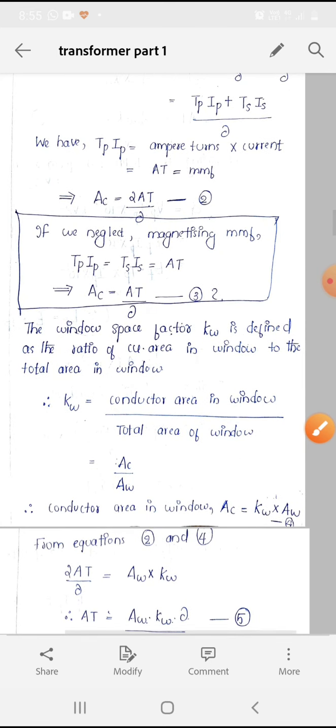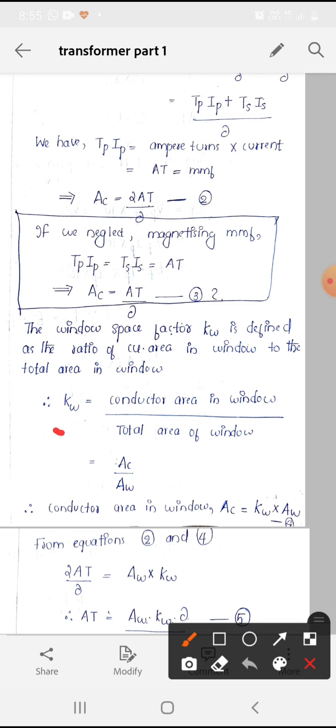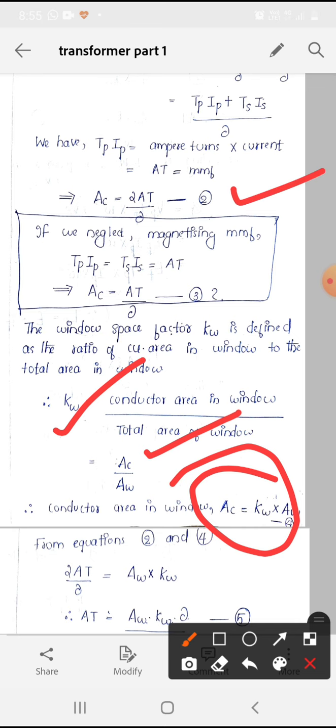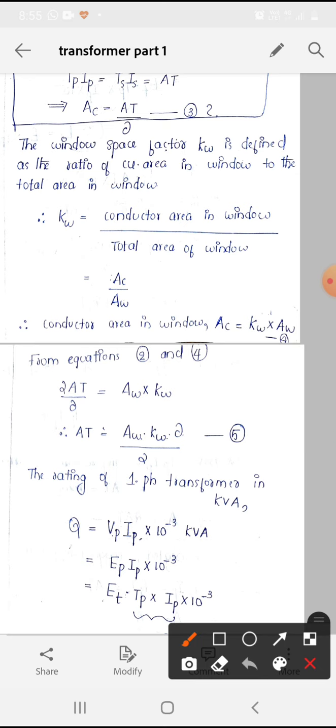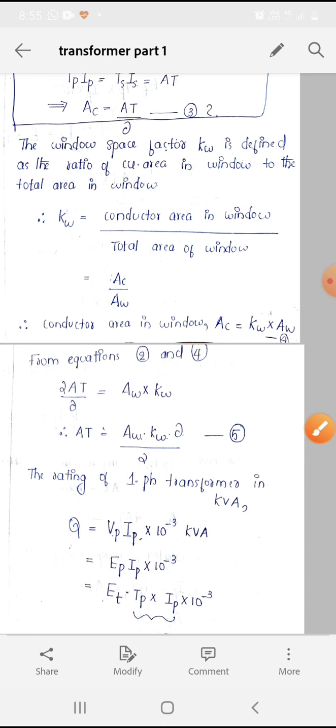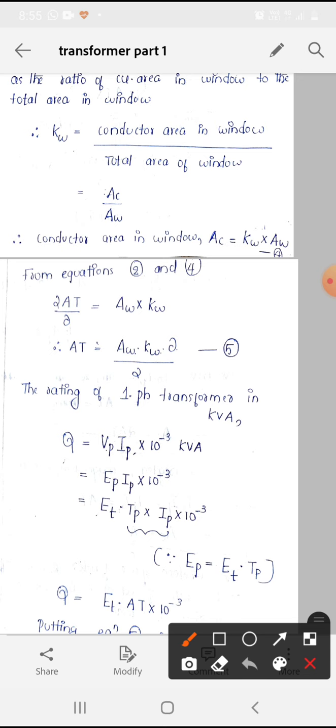So next we need to find the window space factor KW, that is equal to conductor area in window by total area of window, that is equal to AC by AW. From here we will get the value of AC as KW into AW. So substitute this AC in equation number 2. Okay, so we will get the equation as AT, the ampere turn, is equal to AW KW delta by 2.